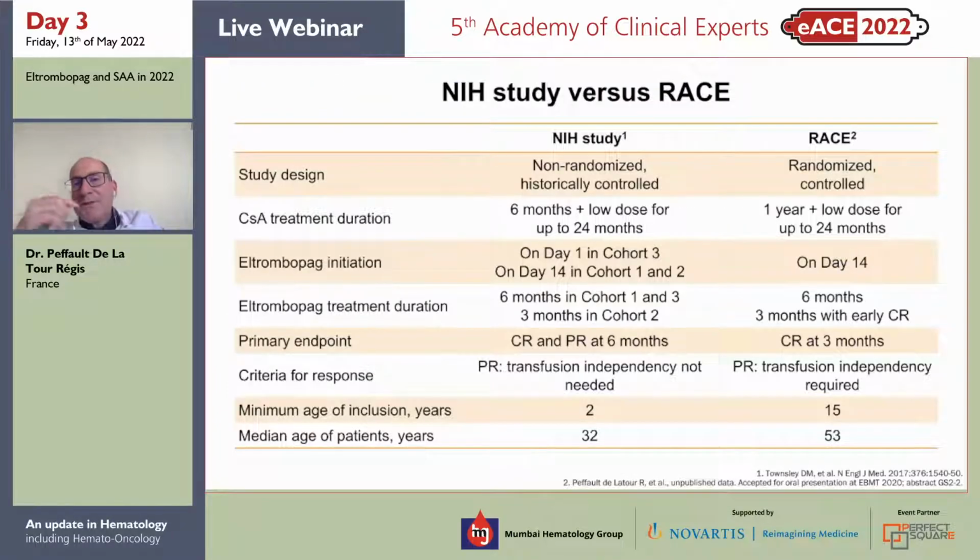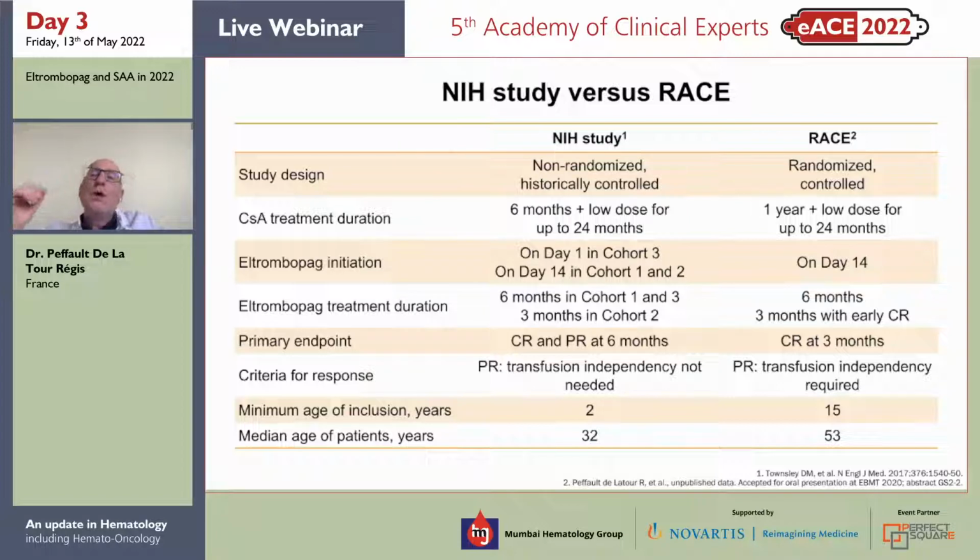So what is the difference of the RACE trial compared to the NIH study that has been published in New England in 2017? First of all, the first one is a randomized trial. The other one is a non-randomized historical control trial. We also have a very important difference in terms of cyclosporine duration. It was only 6 months at full dose for NIH, while for us it was 1 year, and then we decreased and stopped at 24 months in both studies.